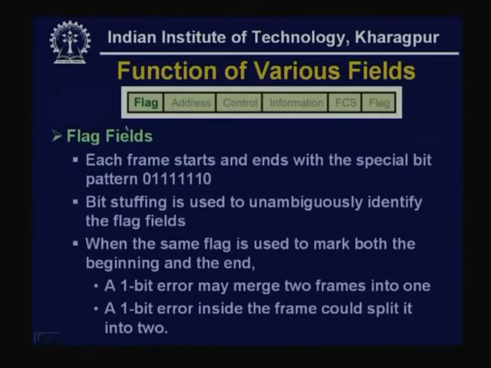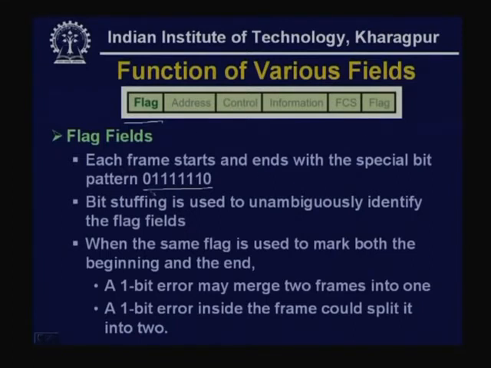First, let us consider the flag field. Each frame starts and ends with a separate bit pattern, that is 0, 1, 1, 1, 1, 1, 1, 0. So, you have 6 ones flanked by 2 zeros on both sides, which acts as a flag, which is actually the starting and ending flag, which signifies the start and end of a particular frame.